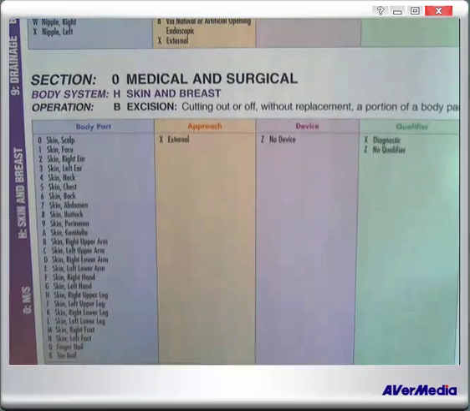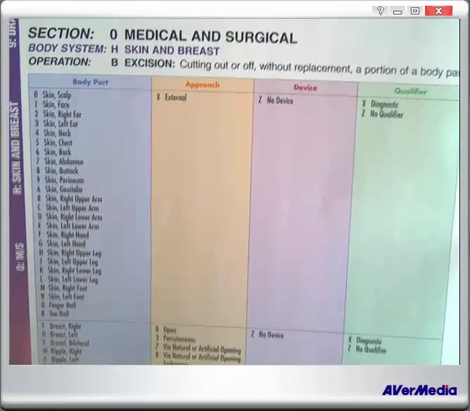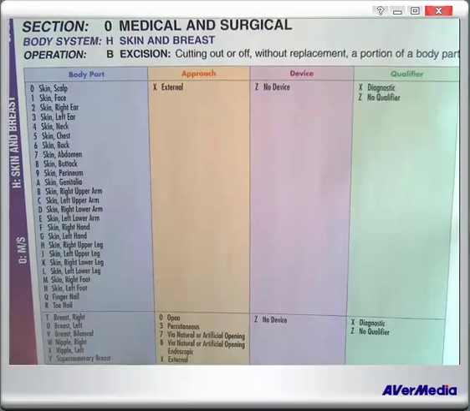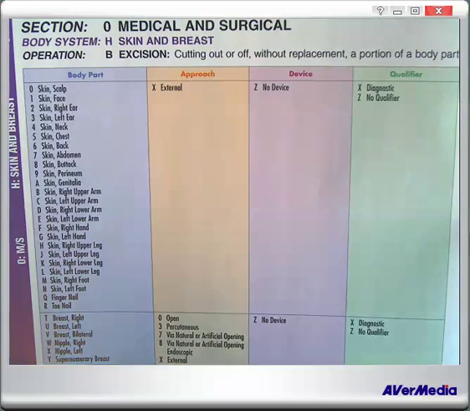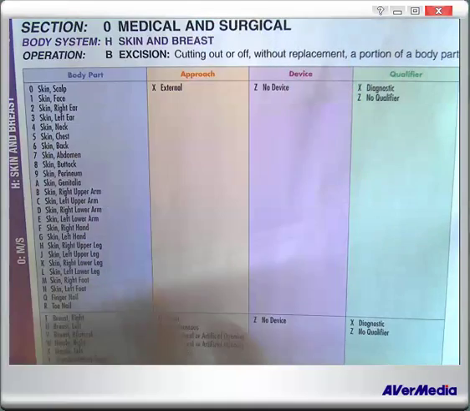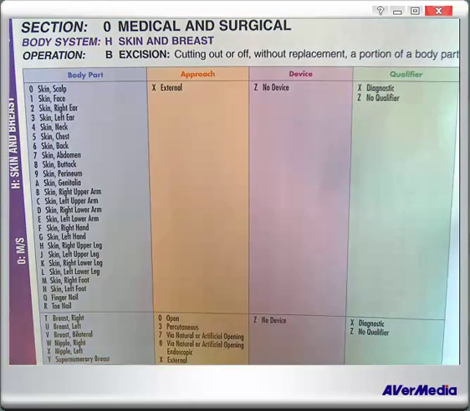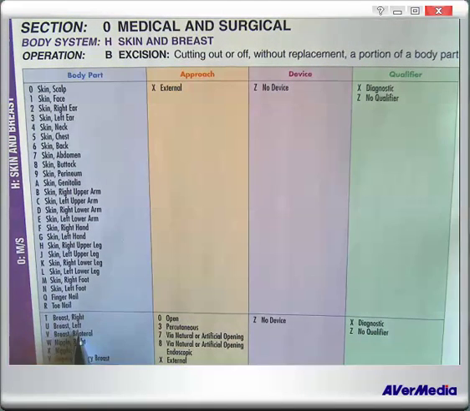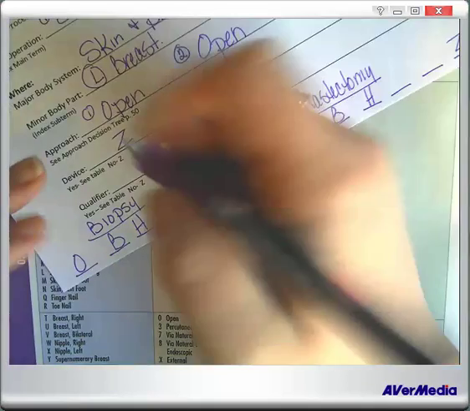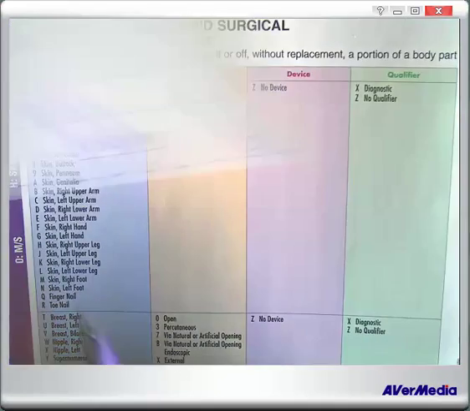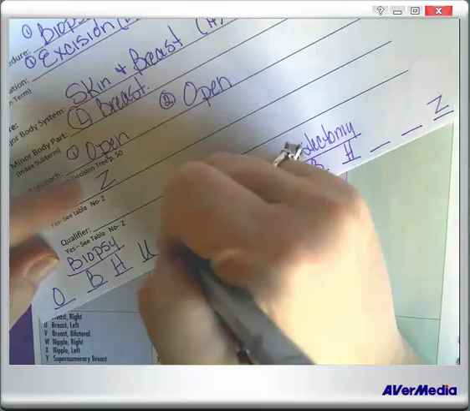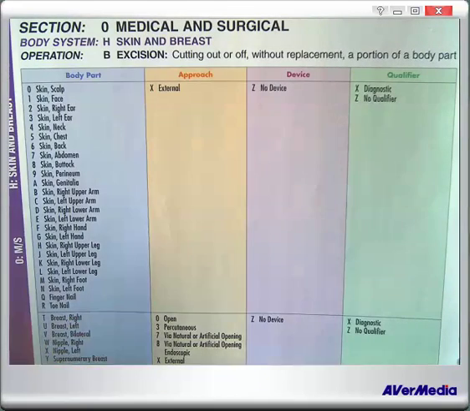I have to move this a little bit here so you can see the whole thing. There we go. Okay, so we have 0 medical, H, I'm sorry, I'm right here. 0HB, and then we need to find U over here. So let's look right on down. Here we go, U, breast left. That is correct. We're building our code. We know that the procedure was open, the first procedure. So 0 for open. And we know that the first procedure we did was the biopsy. Therefore, our qualifier is diagnostic, which is an X.